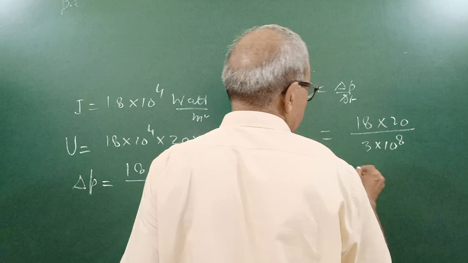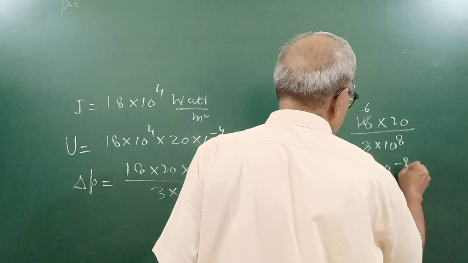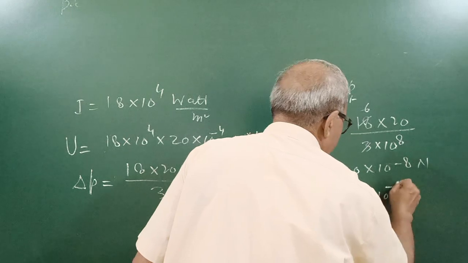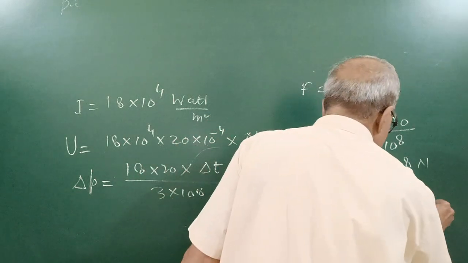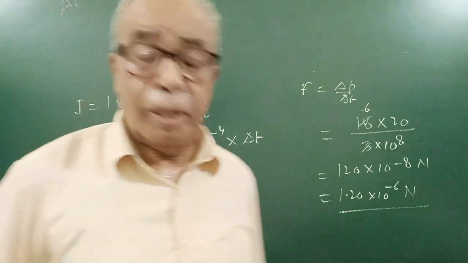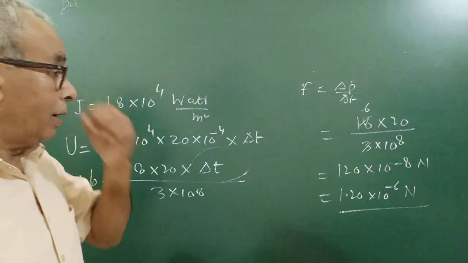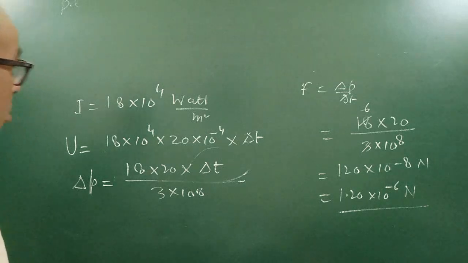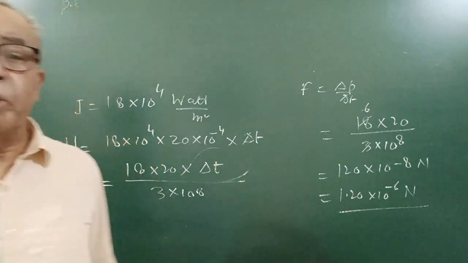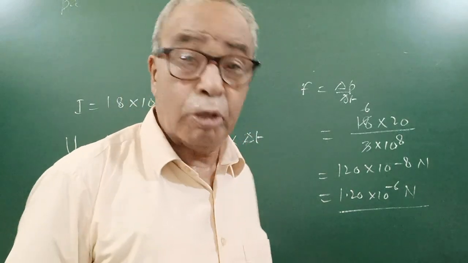कितना हो गया? 360, 120 into 10 to the power minus 8 Newton और 1.20 into 10 to the power minus 6 Newton. It is this force applied due to radiation. So please try to understand this topic here. Actually, I have seen a question on this topic in competitive exams. Board people have not dared to ask this question, but sooner or later some question may come.